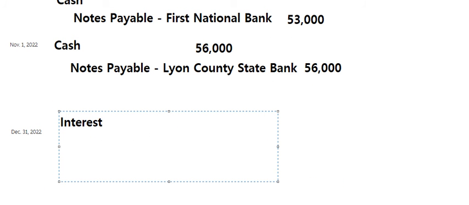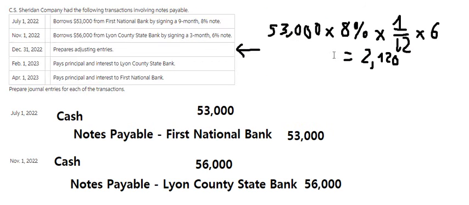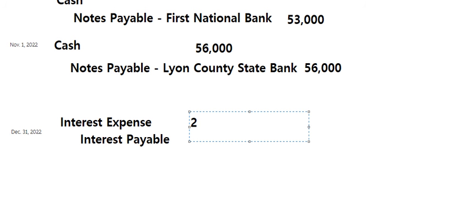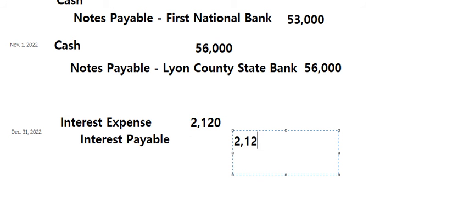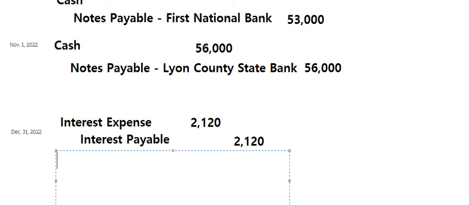interest expense, interest payable. So this is for the First National Bank, and we put about 2,120. So I will put this one for interest of First National Bank.